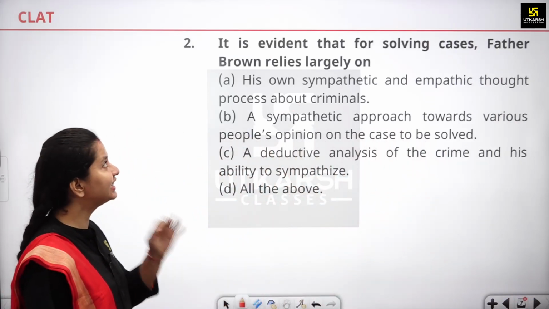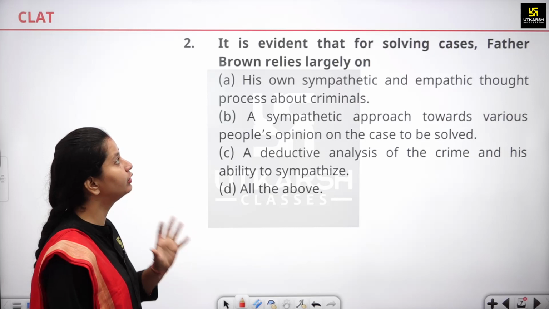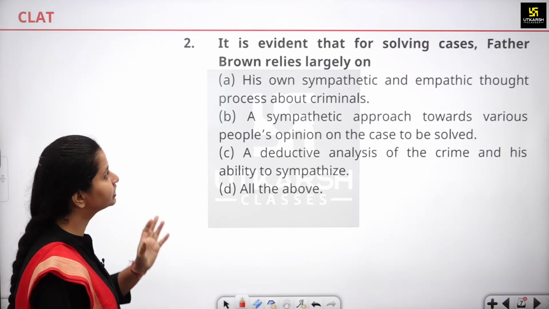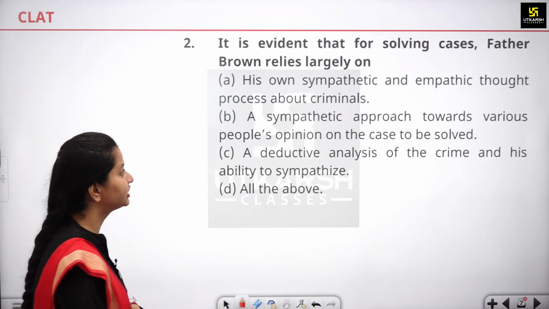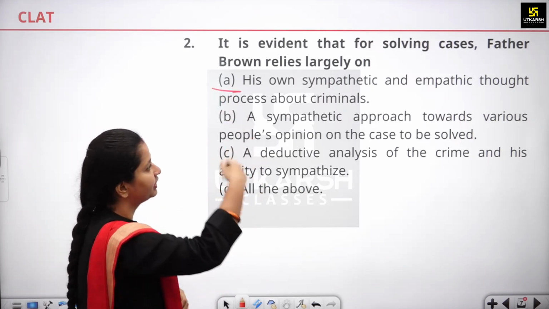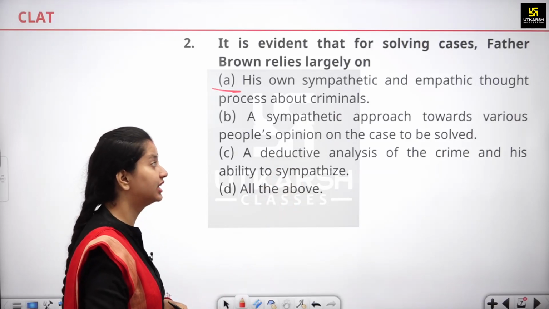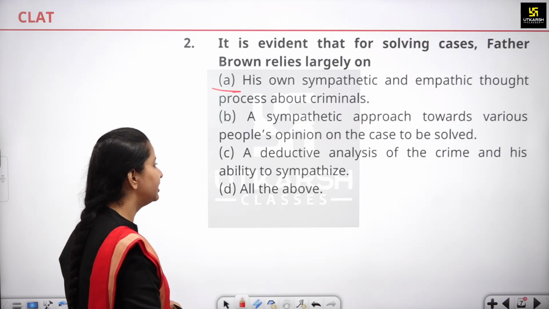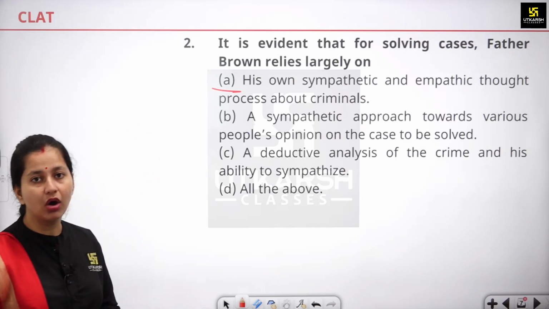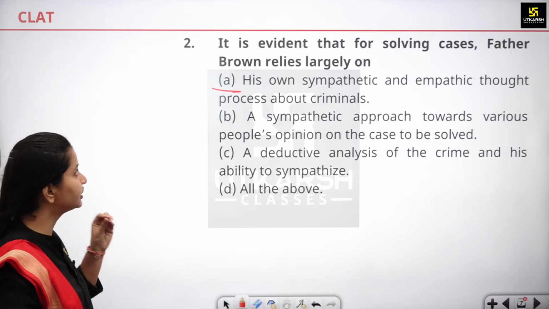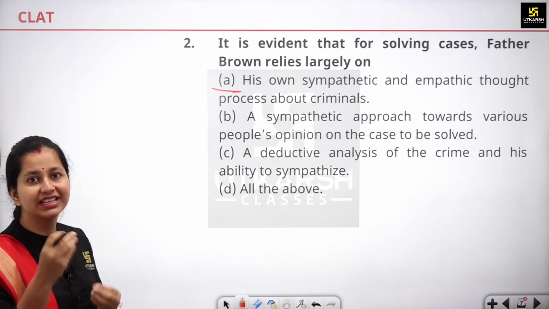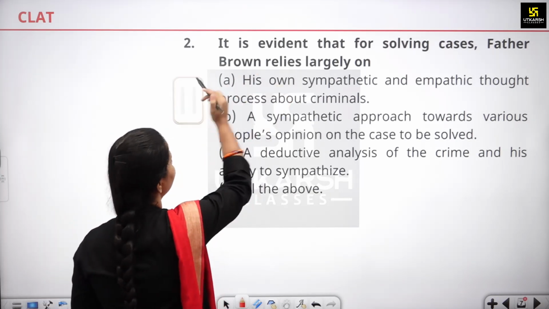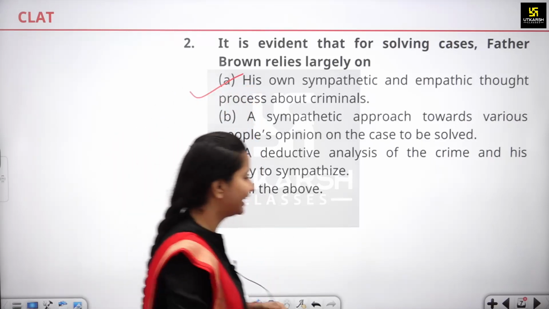Next question, it is evident from solving cases Father Brown relies largely on, what did Father Brown rely on? His own sympathetic and empathetic thought process about the criminal. Could be there. A sympathetic approach towards various people's opinions on the case to be solved, a deductive analysis of crime, and his ability to sympathize, and D, all of the above. So the correct answer is his own sympathetic and empathetic thought process about the criminal. That is what drives him to solve the case.